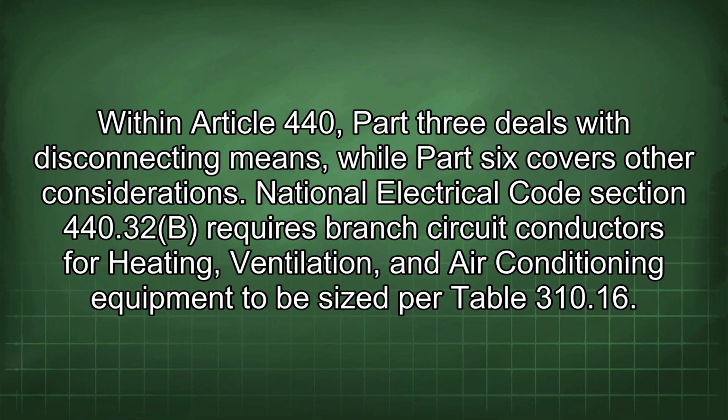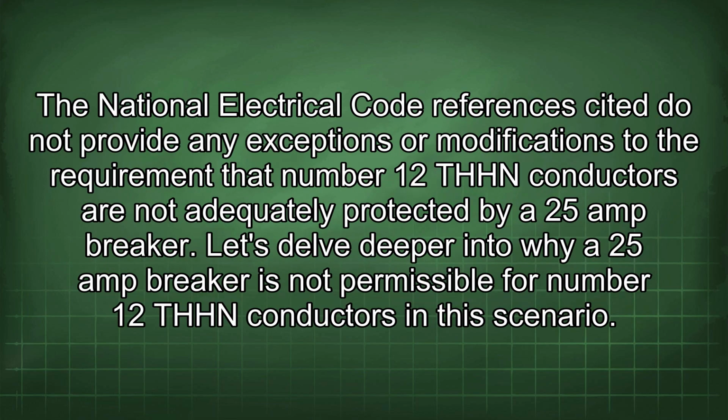National Electrical Code Section 440.32(B) requires branch circuit conductors for heating, ventilation, and air conditioning equipment to be sized per Table 310.16. The National Electrical Code references cited do not provide any exceptions or modifications to the requirement that number 12 THHN conductors are not adequately protected by a 25 amp breaker.